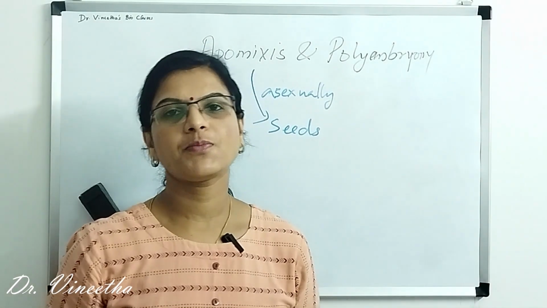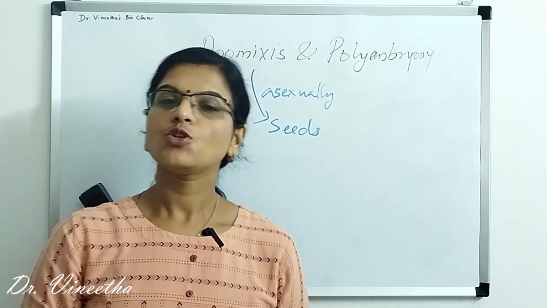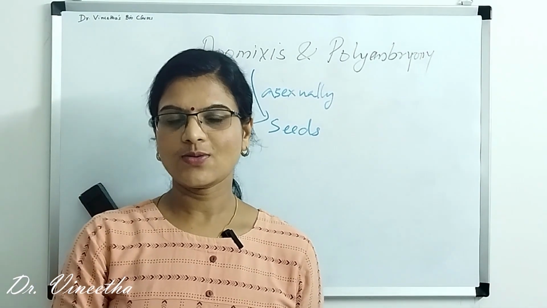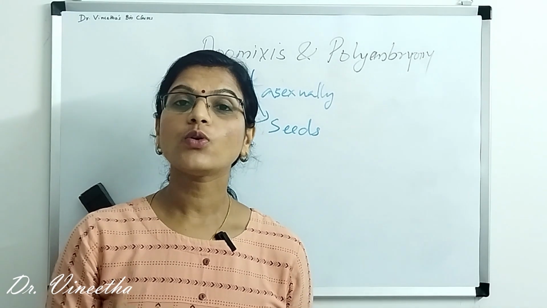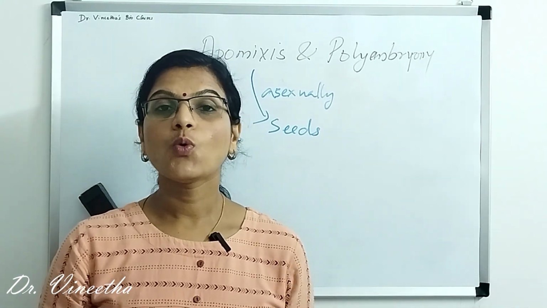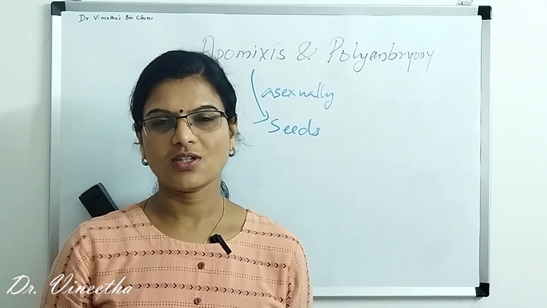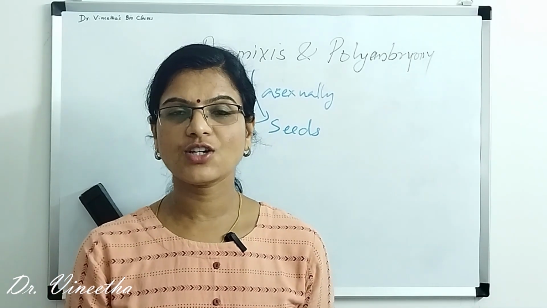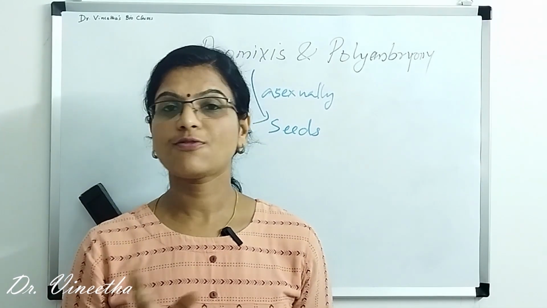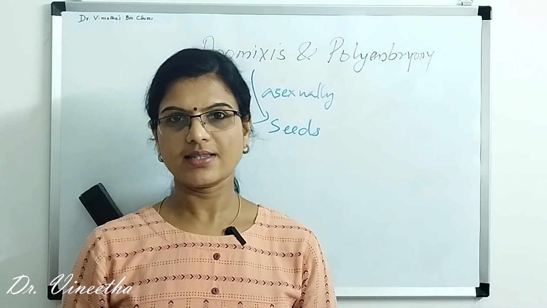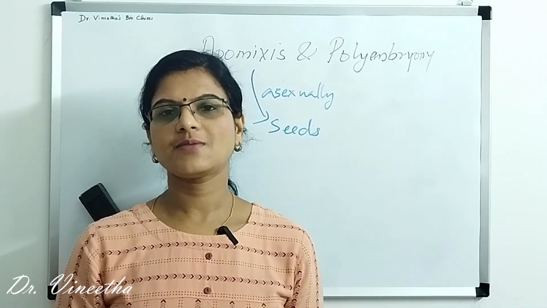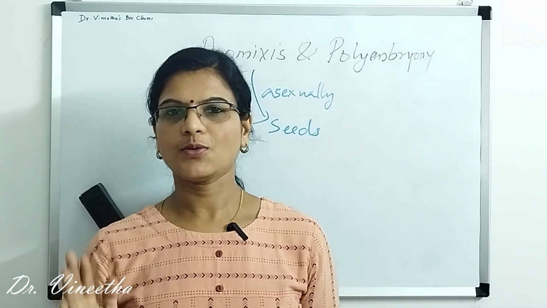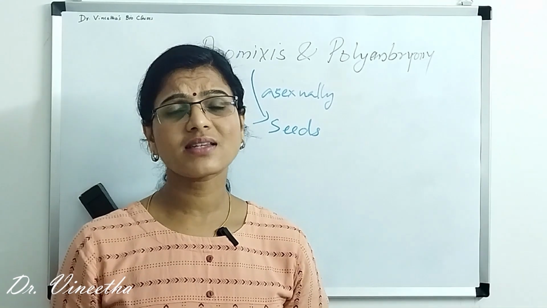The seeds will be produced asexually. So both apomixis as well as parthenocarpy are modes of asexual reproduction. Parthenocarpy is the formation of fruits without fertilization, and apomixis is the formation of seeds without fertilization. Okay, so that is the difference between apomixis and parthenocarpy. So how does this apomixis happen?